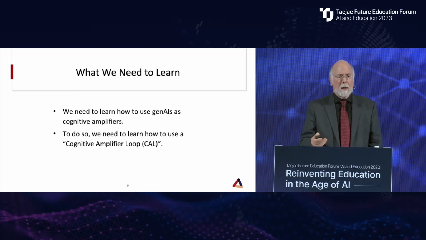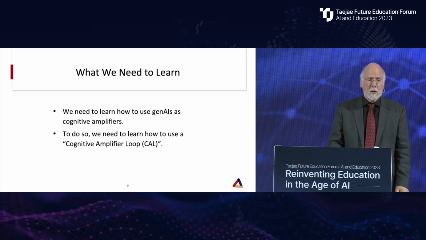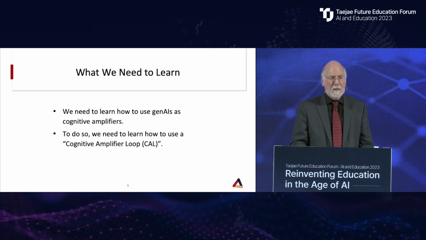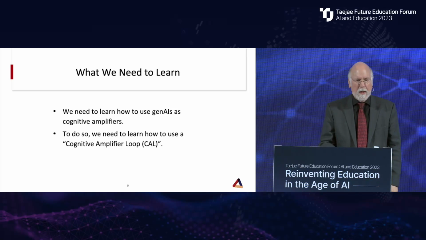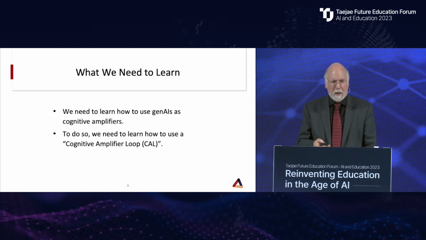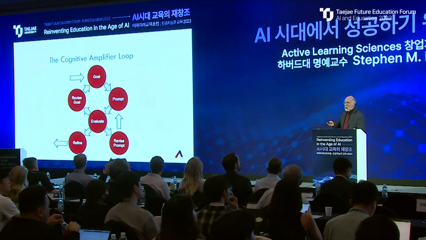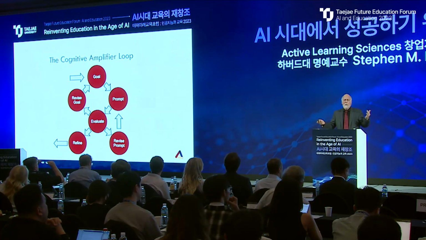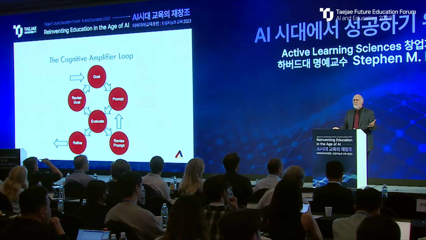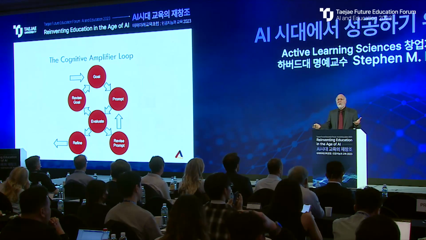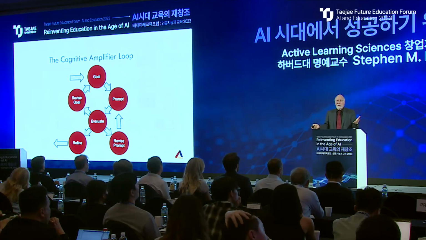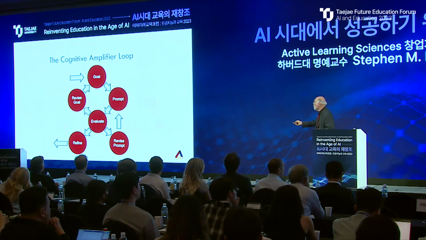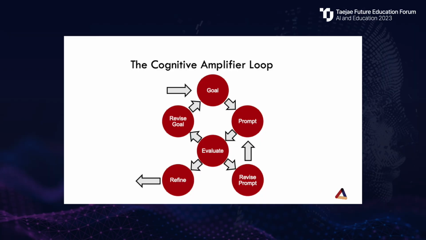To do so, in my view, we need to learn how to use what I'm now calling a cognitive amplifier loop, the CAL. Now this looks complicated, but it's actually not that complicated. So let me just walk through it. So you start with a goal, something you want to do with AI, say an LLM, a large language model. So for example, it might be you wanted to give a bunch of examples of human cognitive weaknesses. So I asked it to do that at one point. That then leads to a prompt. So a prompt, something you instruct it or request it to do. It does it, and then you have to evaluate it.